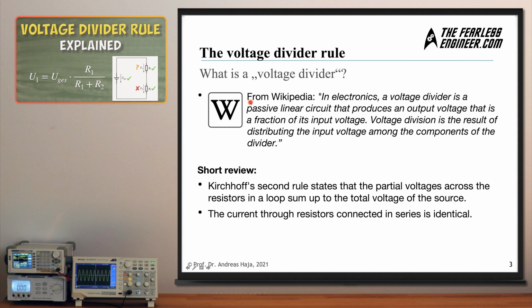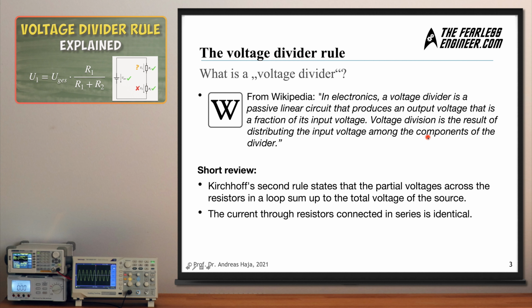Now, before we dive into this concept of a voltage divider and the voltage divider rule, let's quickly look at this definition here taken from Wikipedia. It says there that in electronics, a voltage divider is a passive linear circuit which produces an output voltage that is a fraction of its input voltage. And voltage division is the result of the distribution of input voltage among components of the divider.